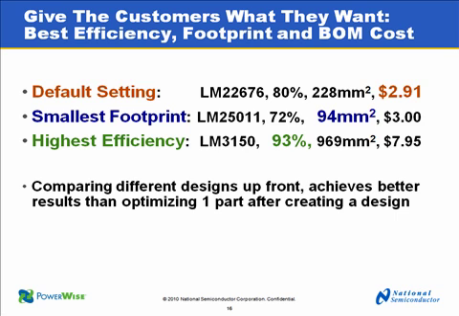For the high efficiency, we've got the LM3150 controller, which got all the way up to 93% efficiency, but our cost went up, $7.95, and the footprint went way up to 969 square millimeters. So what this basically allows you to do is compare different designs up front before actually creating them. And that can achieve better results than just choosing a part in advance and trying to optimize that part for high efficiency or low footprint or low cost.